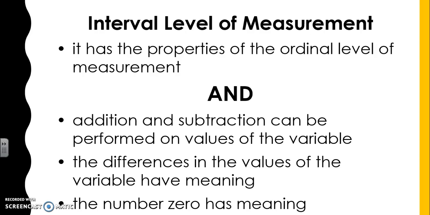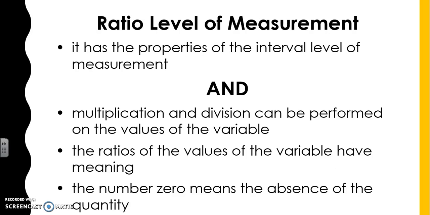So it has the properties of ordinal, and then we have these additional properties that we can add or subtract, and the differences in the values have meaning, and the number 0 has meaning, and we'll talk later on more about that. And then the last level of measurement is ratio, so it has all the properties that the interval level of measurement has, and we can do multiplication and division. The ratios of the value have meaning, and then the number of 0 means the absence of the quantity.